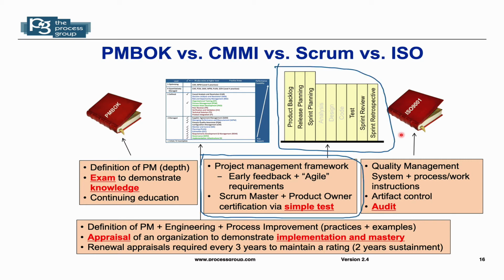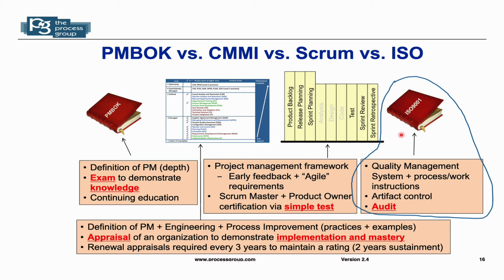Then we have Scrum in the yellow boxes, which is a simple PM framework for organizing and planning work and getting feedback. Typically, the Scrum Master and Product Owner, which are 2 key roles, they go to a 2-day course or 1-day course. They take a test at the end, and they are qualified as a Scrum Master or Product Owner. On the far right, we have ISO 9001, where the company implements a set of their instructions or their work practices, and they get an audit done by an external entity to prove the ISO 9001.